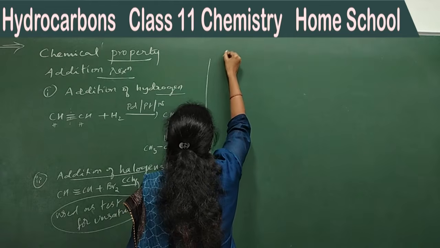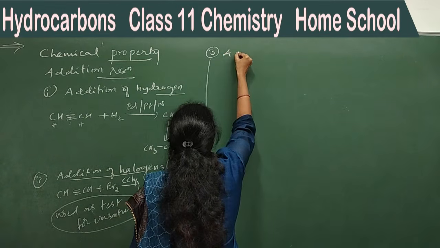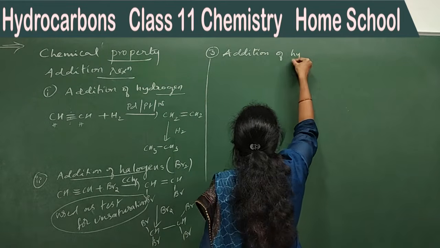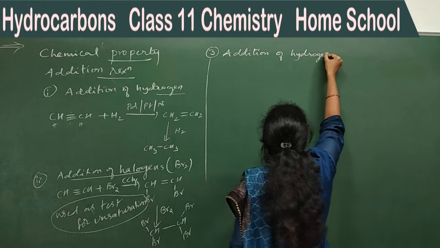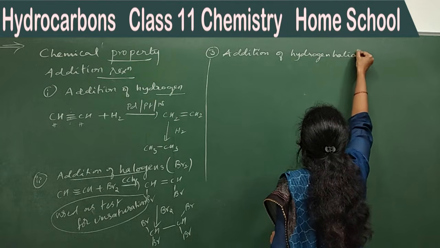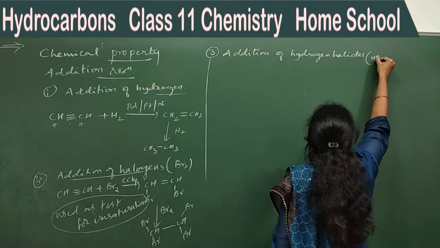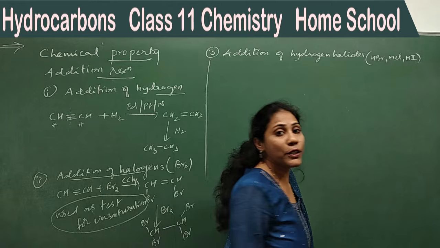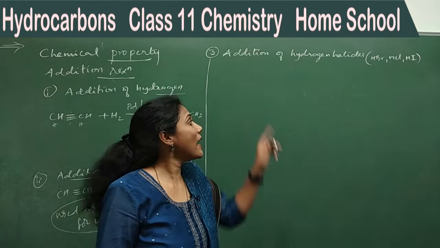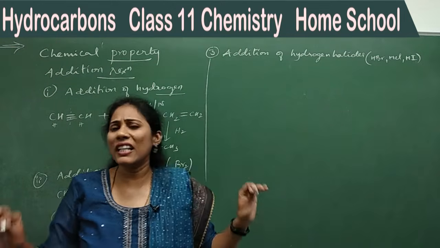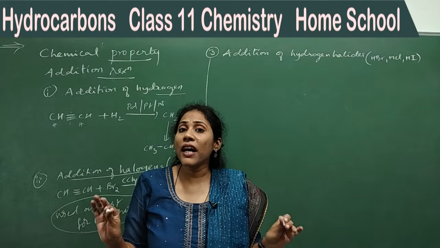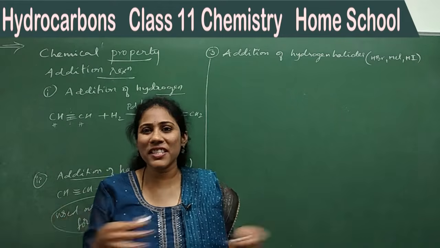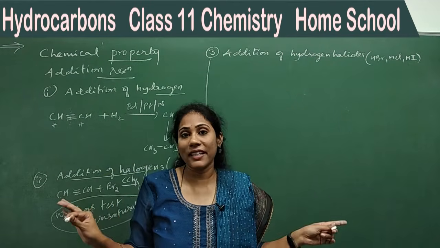Very, very important. The third addition reaction is addition of hydrogen halides. So what do you mean by hydrogen halides? It can be HBr, HCl, HI, all these are called hydrogen halides. So we have studied Markovnikov's rule, right? Here alkene reactions are very, very important. If you are clearly well aware of alkene reactions, then all these are just easy. You just have to compare and study, that's all.